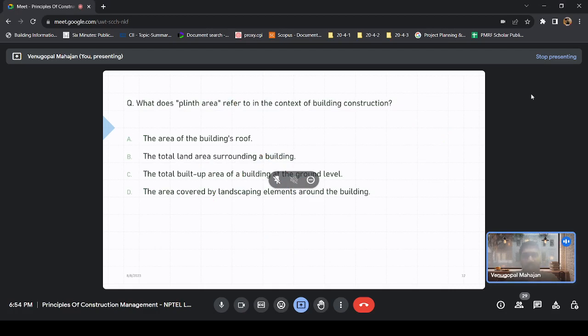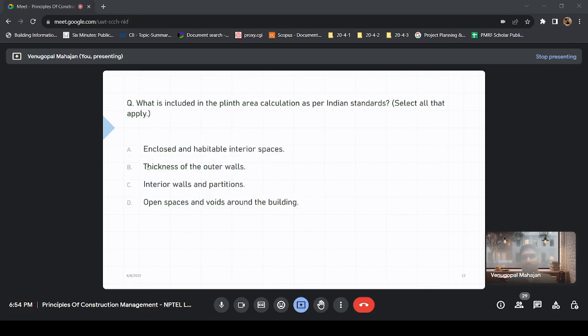What does plinth area refer to in the context of building construction? The total built-up area of the building at the ground level. Okay, at the ground level, definitely. C is the answer. C is correct. Okay, so you all agree C is correct. Let's move on.